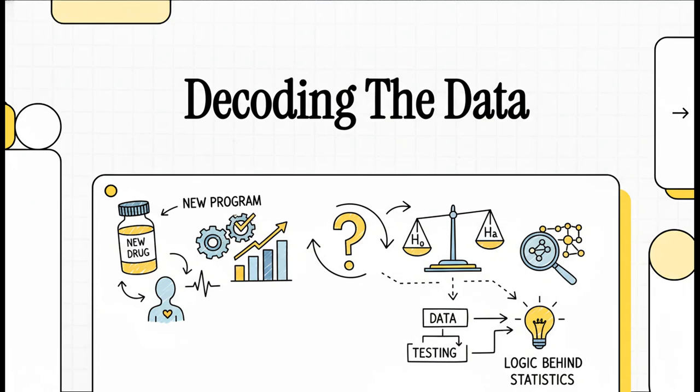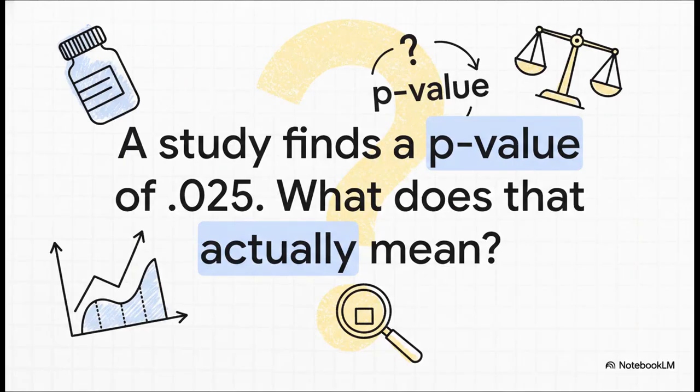You see it everywhere, right? Headlines claiming some new drug works or some new program is a game changer. But how do scientists actually decide if something's real or just noise? Well, they use a powerful tool called hypothesis testing. And today, we're going to pull back the curtain and decode exactly how it works. So let's just dive right in.